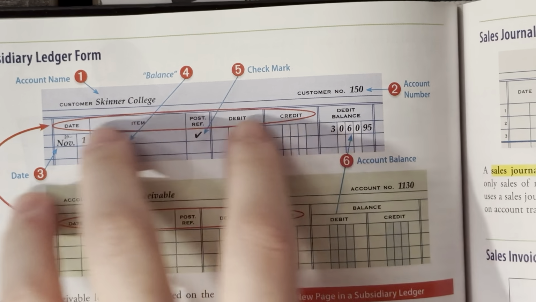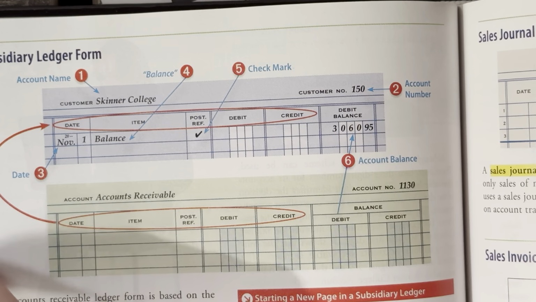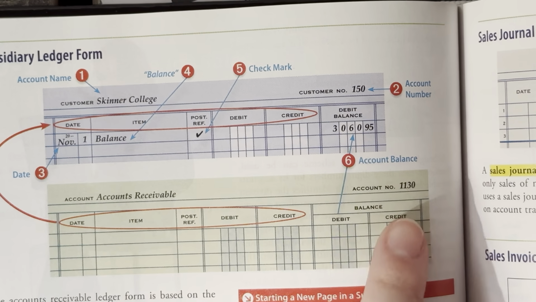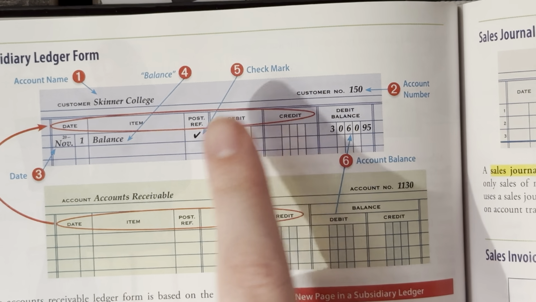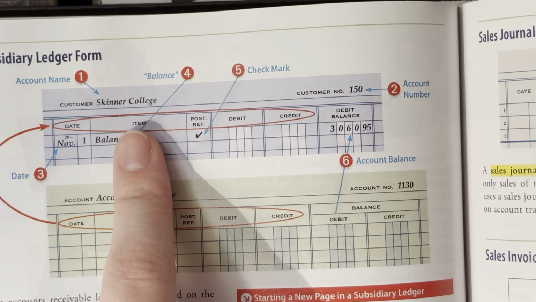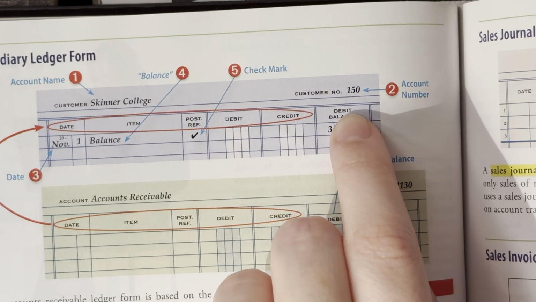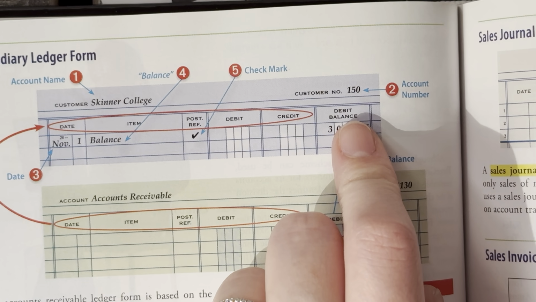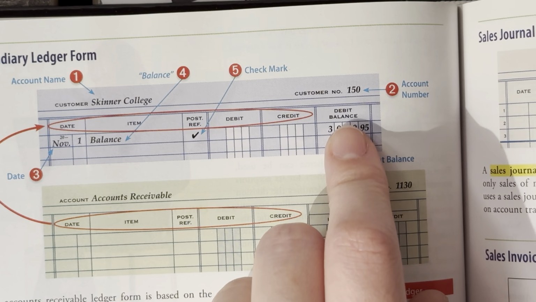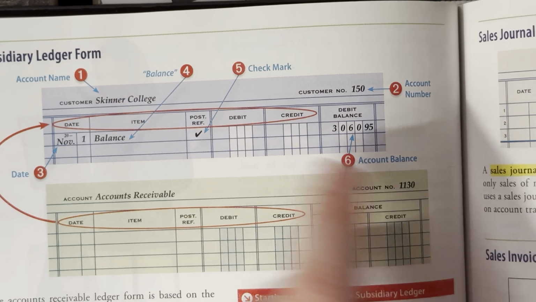This is just how to open up a form. So here is the general ledger form, which we have already seen before. But when we do the subsidiary ledger form for accounts receivable, this is what it looks like. It no longer has the credit balance. That's what accounts payable had, because liabilities' normal balances are credits, but accounts receivable's normal balance is debit. So it'll never be anything different.